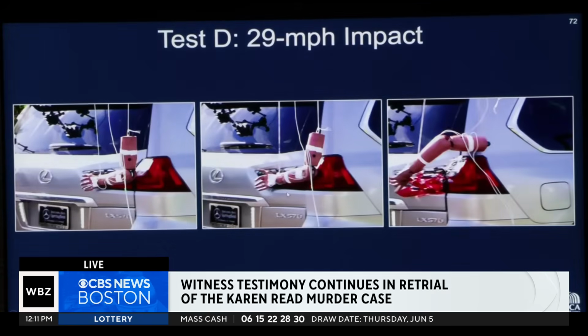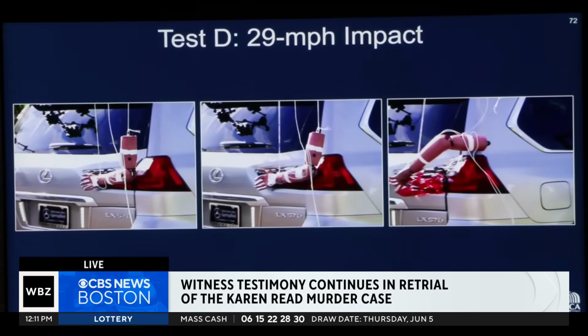Can I stop you right there on that far left frame? Does that fairly replicate what you were attempting to approximate in terms of the orientation of the arm versus the taillight? Yes, more of a central impact compared to that first test at 15, yes.